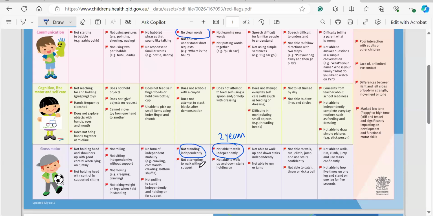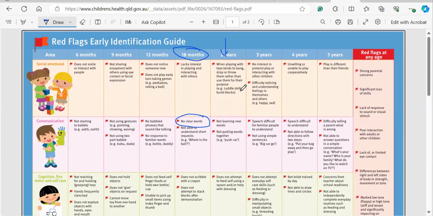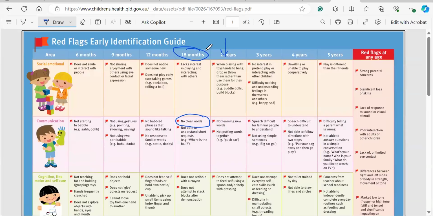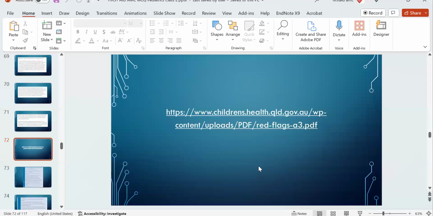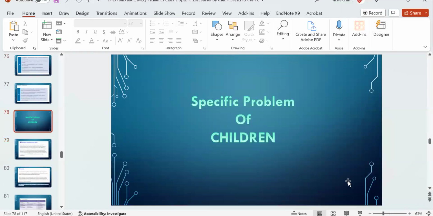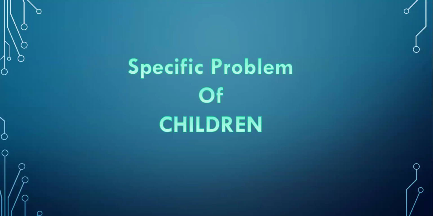And they're supposed to walk without support, or at least attempt to walk. These two are the most important: no clear word by 18 months, and not able to walk independently by 2 years. So please remember it. That finishes the developmental milestones. If you can memorize what we have discussed, that should be enough.